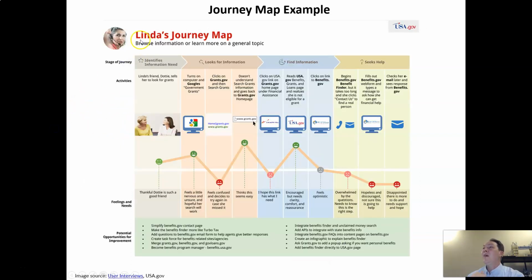And then a third one, which is a little bit more personal, talks about different stages of a journey. We have identifies informational need, looks for information, finds information, and then seeks help. What's interesting here is that they included feelings or attitudes that can happen at different stages as things are going on during this information search process on this USA.gov website. Again, they express the activities, the feelings and needs, and then the opportunities for improvement at these different stages, to help understand where this journey can be improved or where interventions are required in order to ensure that a customer has a good interaction.